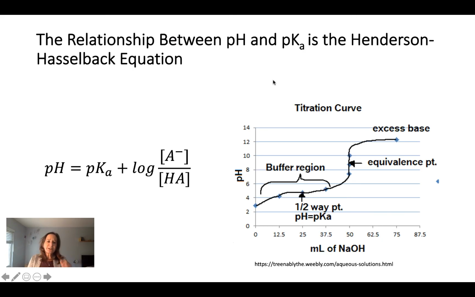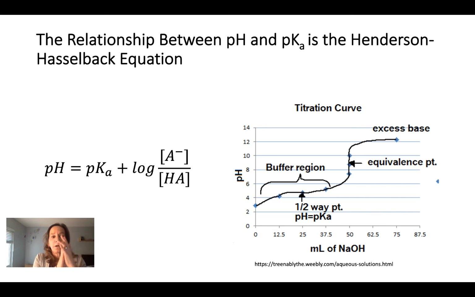So now let's talk about the relationship between pH and pKa. The definition of this relationship is what we call the Henderson-Hasselbalch equation, and you probably had this in lecture already. But the Henderson-Hasselbalch does define the relationship between the pH and the pKa.